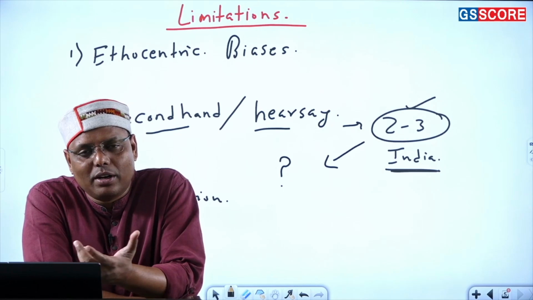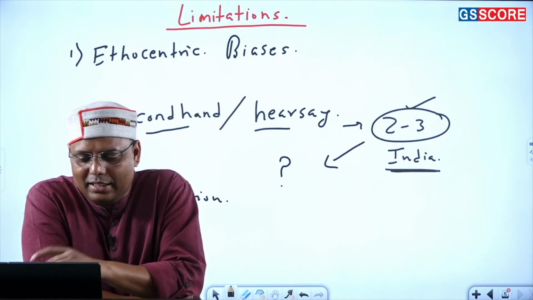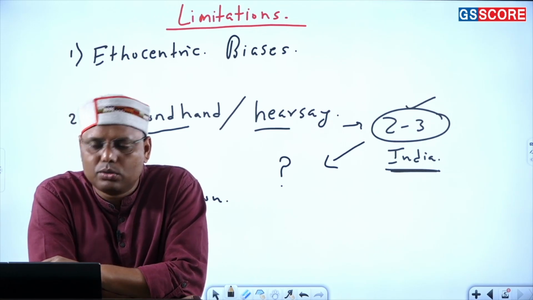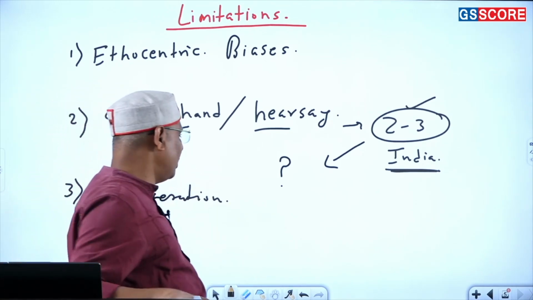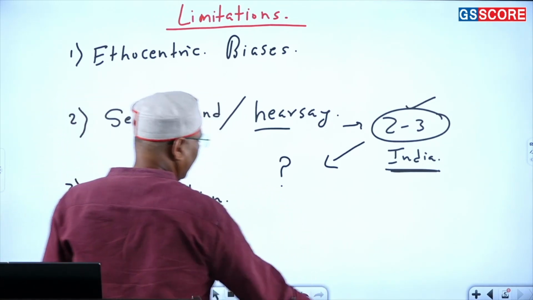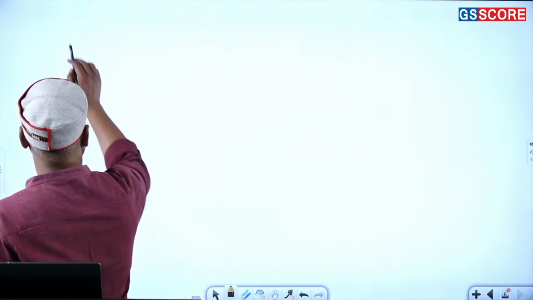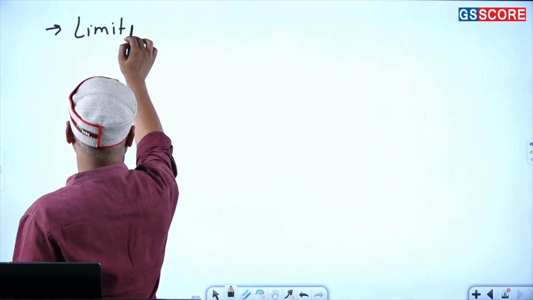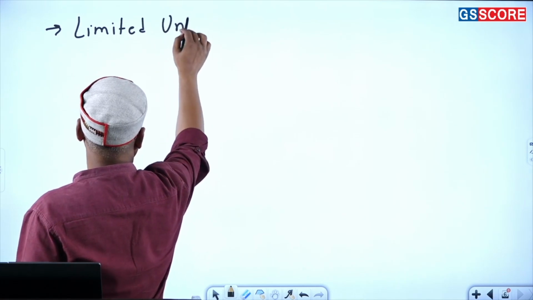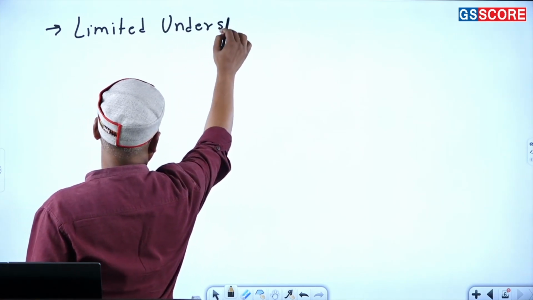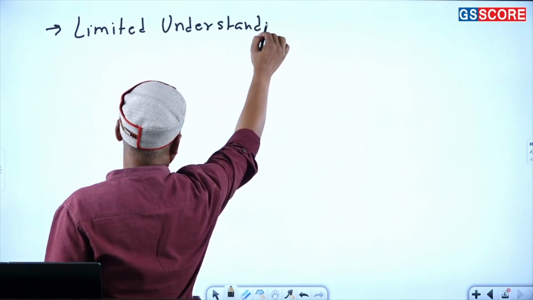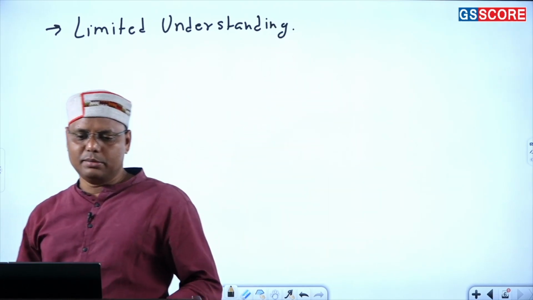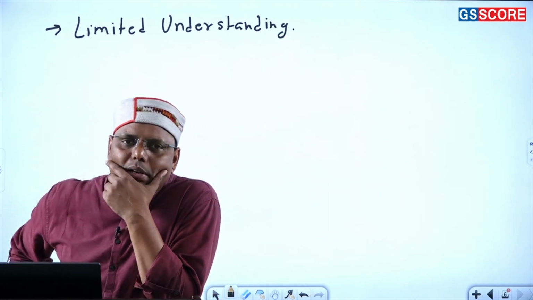In order to make it unique, these people started exaggerating things. That's how certain wrong information was also provided by them. Okay, then it goes to the next one. They always had a very limited understanding. Now, there might be multiple reasons why they all had limited understanding.